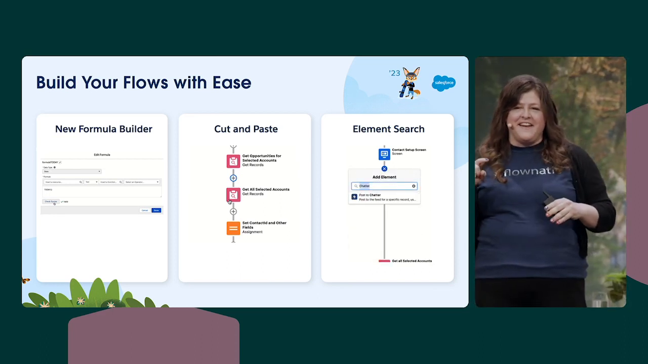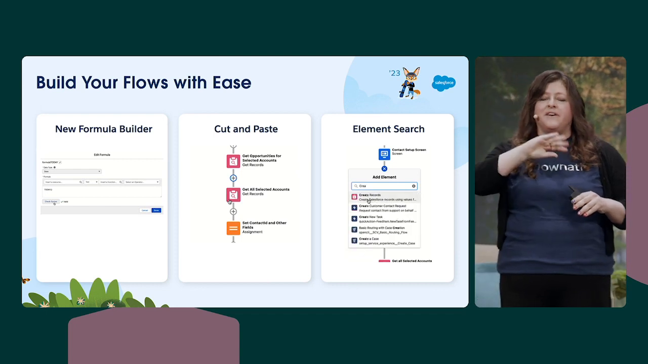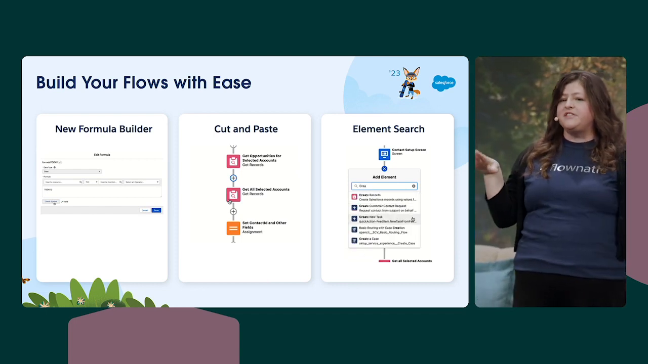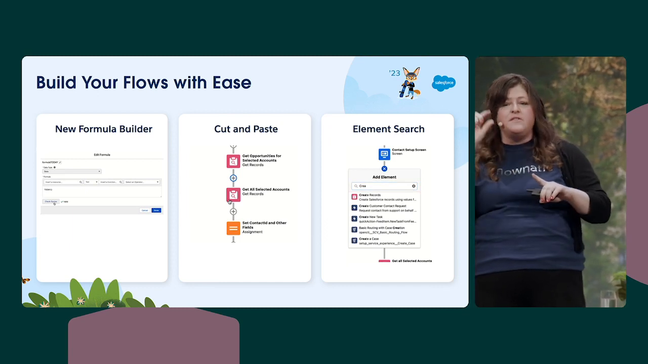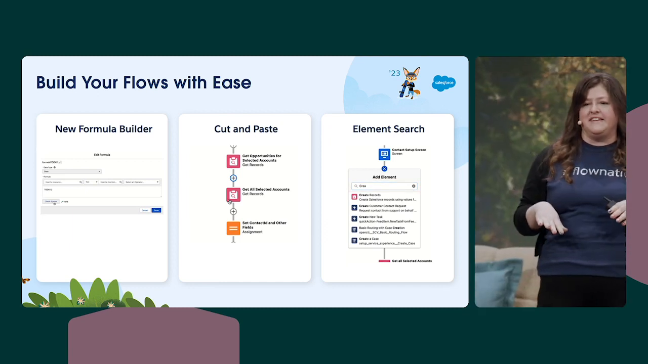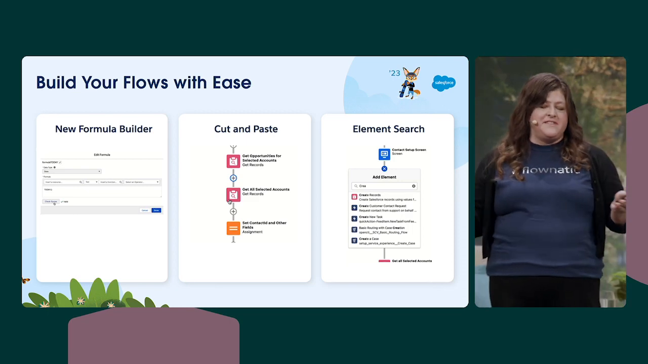So now when you go to auto layout, you can hit that little plus sign and you'll get a search box, and you can search not just the top level elements, but all of your invocable actions, all of your subflows you can get to right from the canvas. So those are some of the ease of use features we have in Winter 23, but we've also been doing a lot to improve the power of flow. Adam, you want to show us a little bit of that?